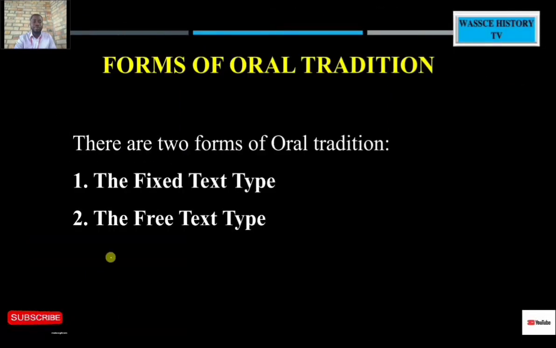So let's look at the two forms of oral tradition. The first form, we have the fixed text type, and then the second one, we have the free text type. So this is fixed. It means that it is unchangeable, in the sense that it must be transmitted or recounted to the person in the same way. And these are normally songs. All right? So, if the tradition is in songs, you can't alter the song. You have to sing the song as it is to the person you are recounting to. But with the free text type, you are free to use your own words. It's just a normal history, stool history, town history that we already know.